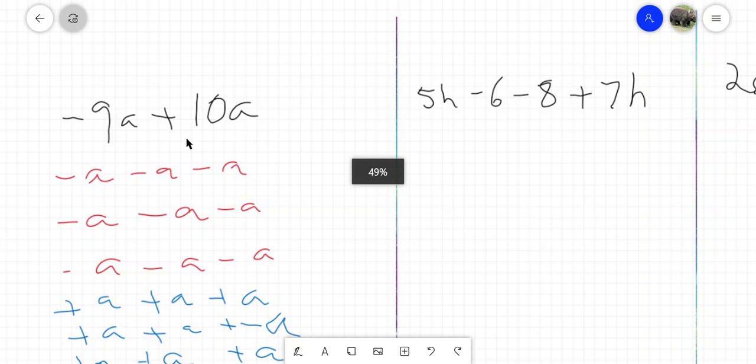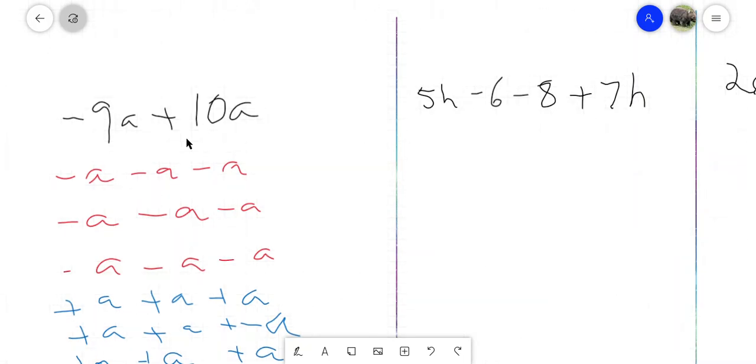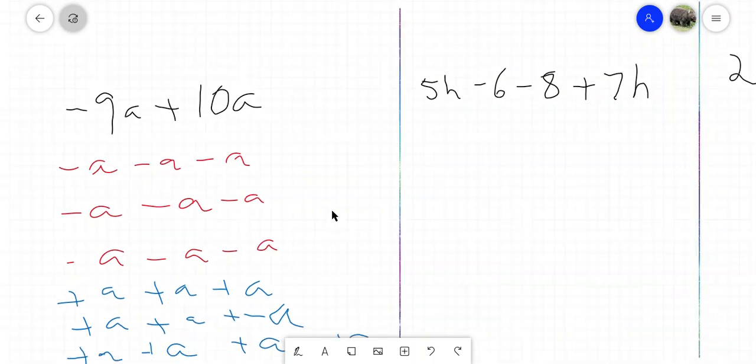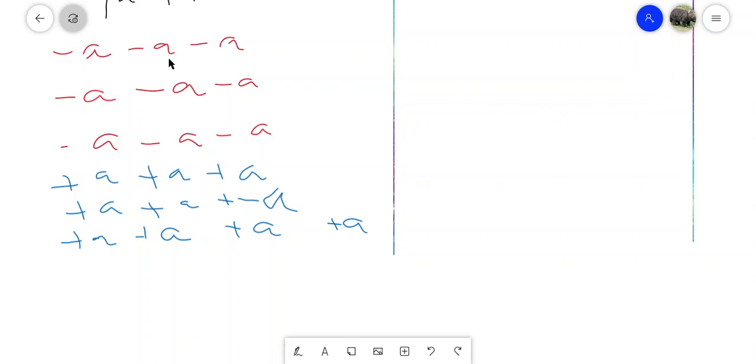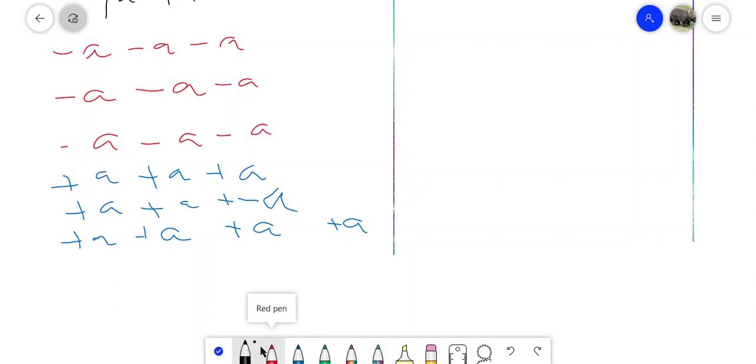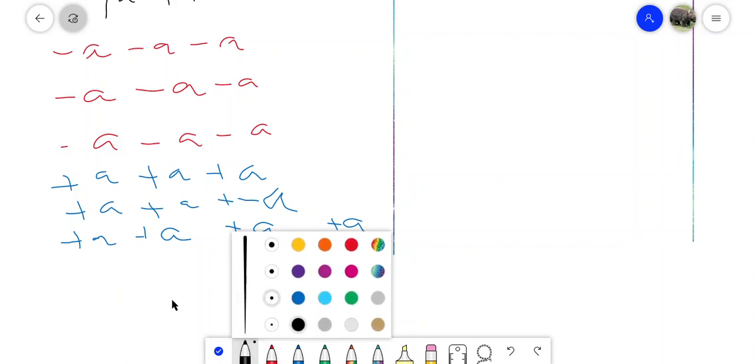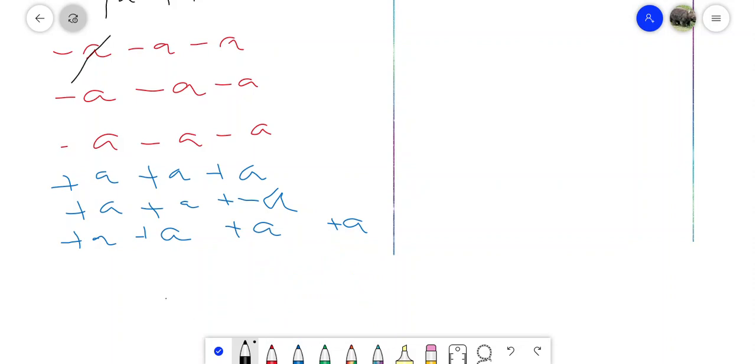Well, here I wrote this a little bit differently, but you'll get the drift in a second. Here I have negative 9a plus 10a, and what I did is I actually wrote out what 9 negative a's would look like, and then I'm adding 10 positive a's. And we know from the identity property that we worked on that negative a plus a is just 0. So I'm going to take my black pen here, and every time I see a negative a and a positive a, I'm going to cross it out.